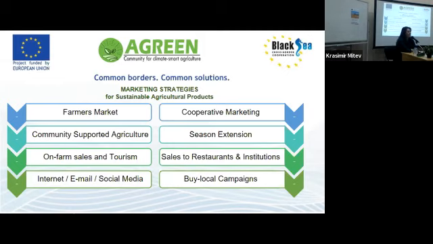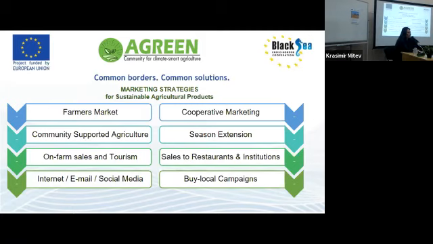Okay, so the strategy, the cooperative marketing, one of it is to join a cooperative, and through the cooperative you can sell your cultivation. Another marketing strategy is season extension. This could involve greenhouses, of course, and also cultivating alternative farm products that have another season than the original product that you produce.